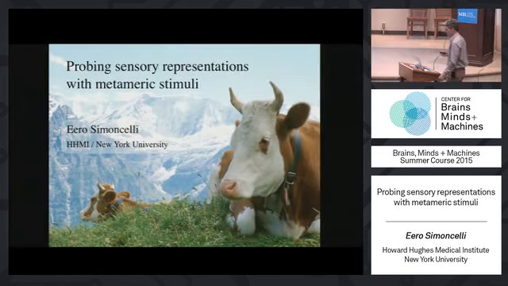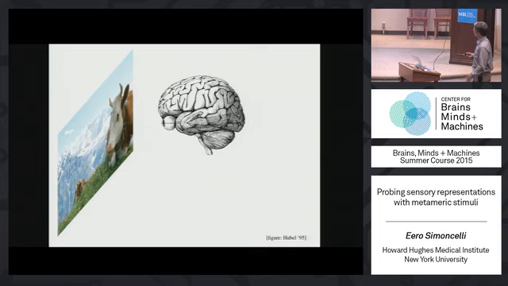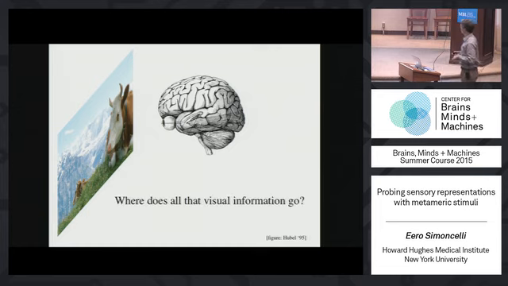I brought this back with me from the Dolomites, where I was last week with my family, and when you sit and you look at it, and that image comes into your eyes and gets processed by your brain, there's a lot of information there. It's a lot of pixels, and the question that I'm going to start with is where does it go?